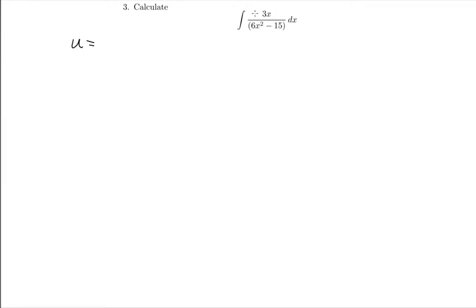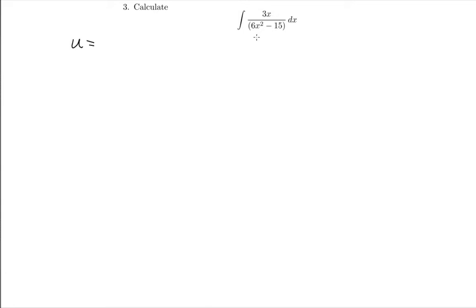You might choose u to be 3x. You might choose u to be 6x squared minus 15. Or you might choose u to be the whole fraction itself, the whole integrand. The guidelines for deciding what you should be substituting for: first, you want to make sure that when you substitute u in, it actually makes your integrand simpler.